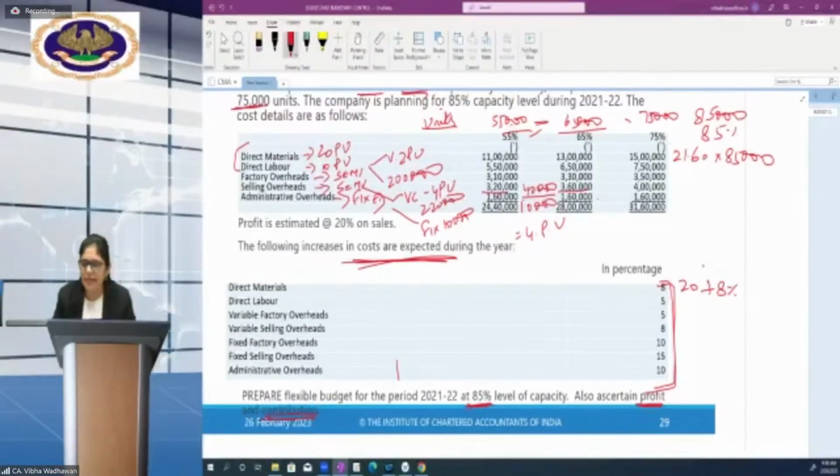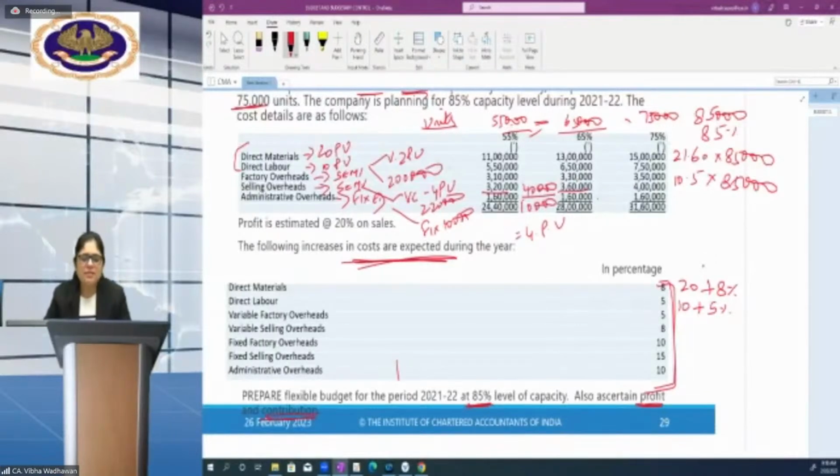Similarly, for direct labor, it's expected to increase by 5%. So direct labor is 10 plus 5%. So 10 plus 5%, 10.5 into 85,000. Direct labor has increased by 5%. So 10.5 into 85,000, 10 rupees plus 5%. I hope you have understood this. Students, please do this question simultaneously. I hope you are doing it along with me.